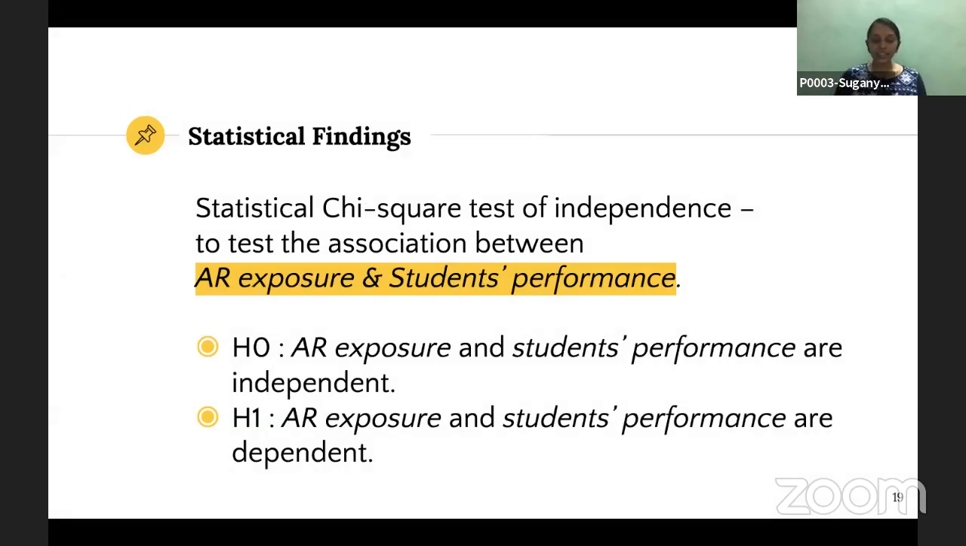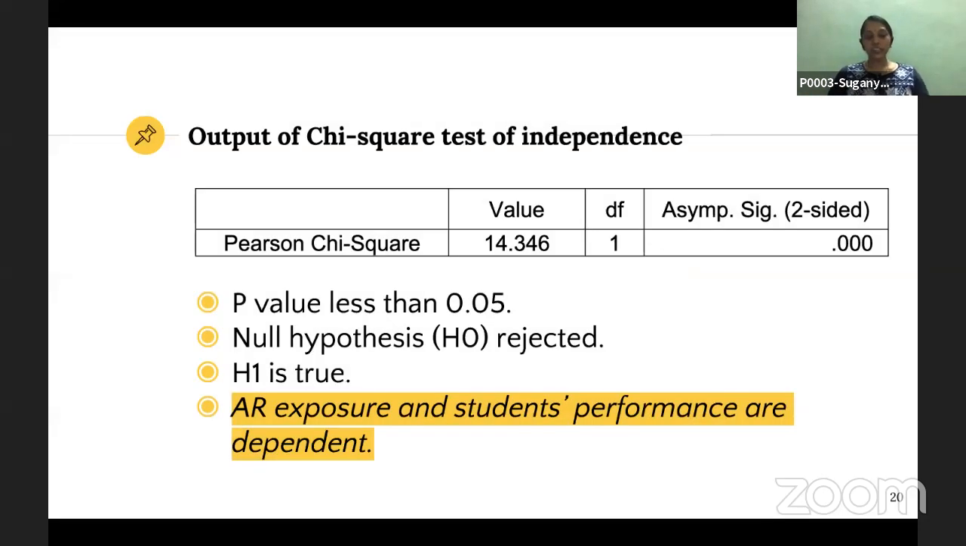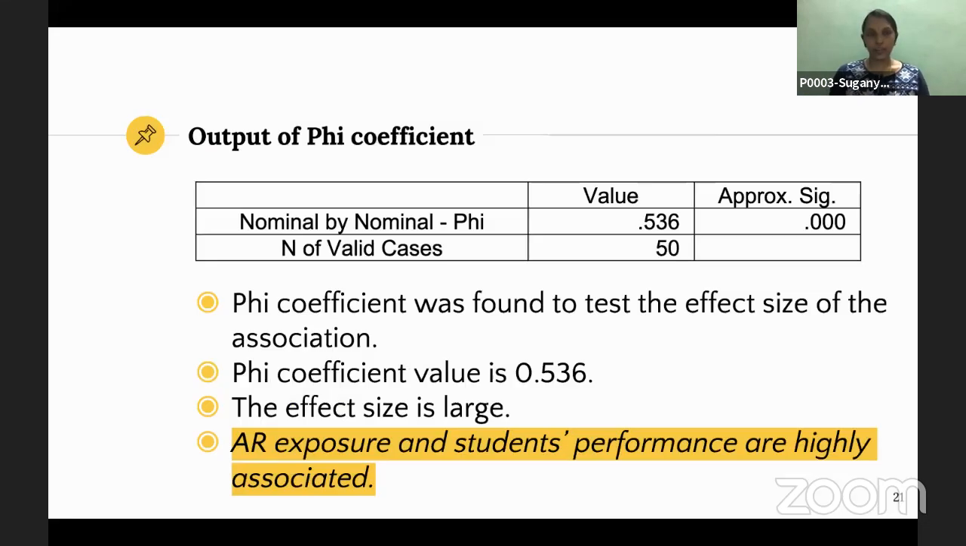To statistically test the association between AR exposure and students' performance, a chi-square test of independence was done with the null hypothesis: AR exposure and students' performance are independent, and the alternative hypothesis: dependent. The output resulted in a p-value less than 0.05. So the null hypothesis is rejected and we assume the alternate hypothesis true, that is, AR exposure and students' performance are dependent.